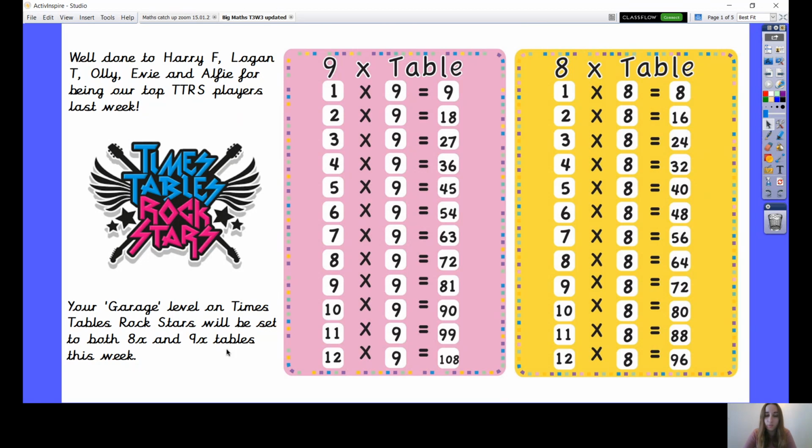You might do a little bit each day, or you might do a few sessions that are a little bit longer. That's fine. But see how quickly you can answer those multiplication and division questions for the 8s and 9s.